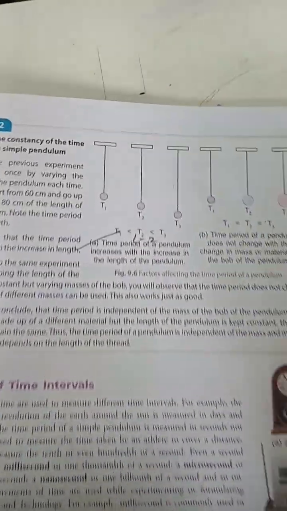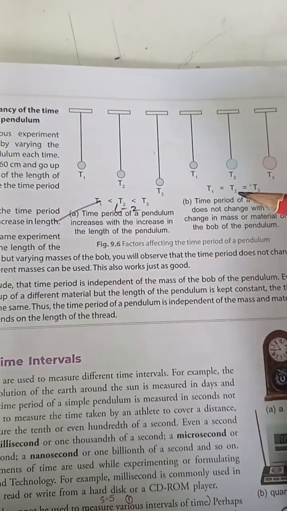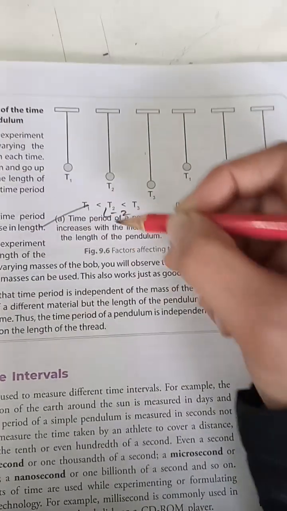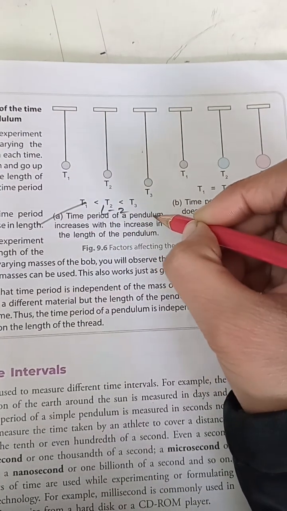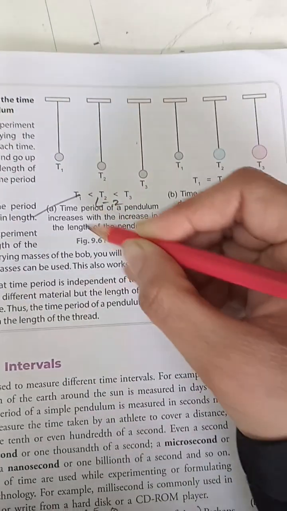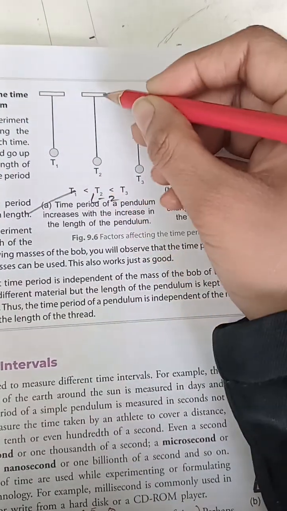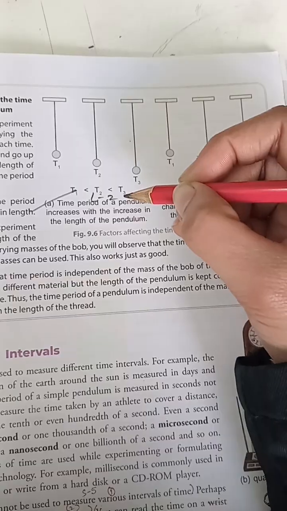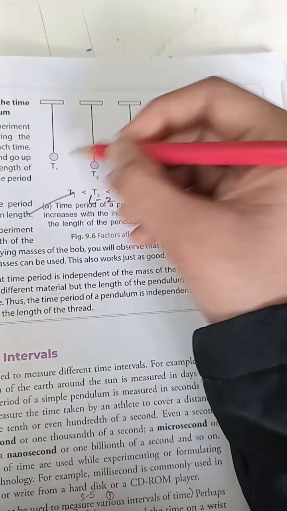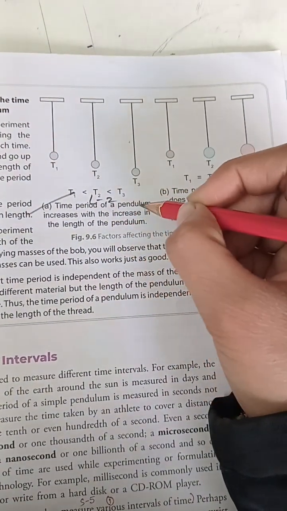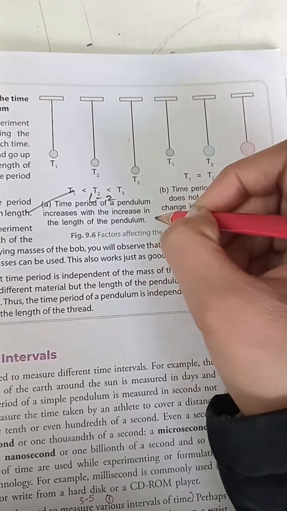Coming to this, we have already studied that the time period of a pendulum depends on the length of the pendulum. Yes. So in this part, the time period of a pendulum increases with the increase in the length of the pendulum.